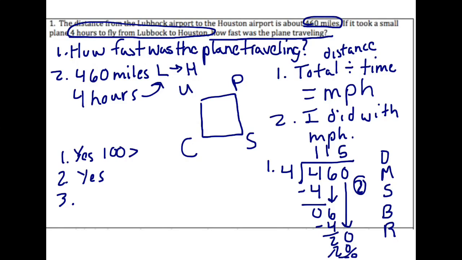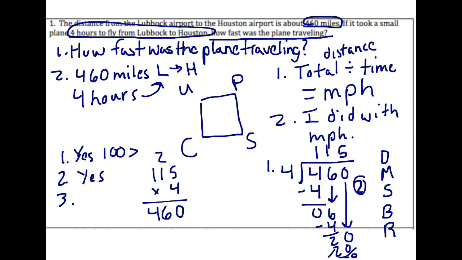And the reason why I say yes is because if I even do the inverse, so if I do 115 times 4, I should get 460. 4 times 5 is 20. 4 times 1 is 4, plus 2 is 6, and then 4 times 1 is 4. 460 matches my dividend in my division problem, so that's good.